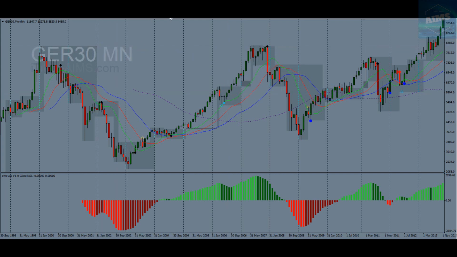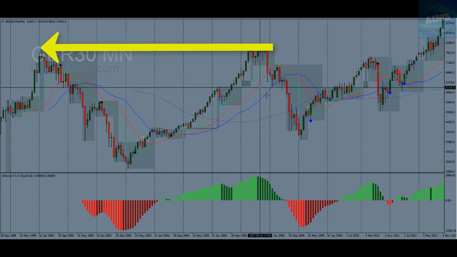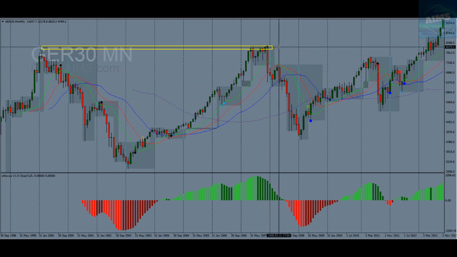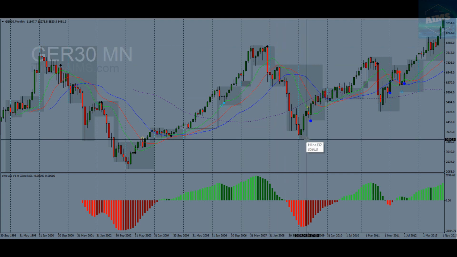If you were following these levels, you could have easily predicted that the market might respond to them, and it did respond to it in the form of what? In the form of the 2008 crash. So this is the 2008 crash. Now look at it again. DAX went to 8,000 and it dropped all the way down to 3,600, and that is where the current bull market started. And it did it in a very typical Elliott wave fashion.